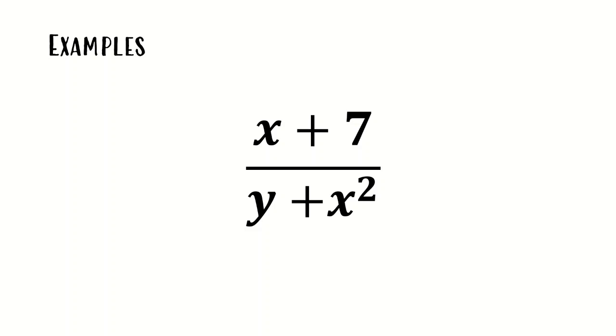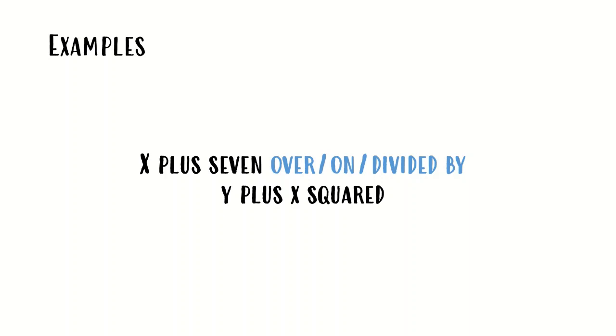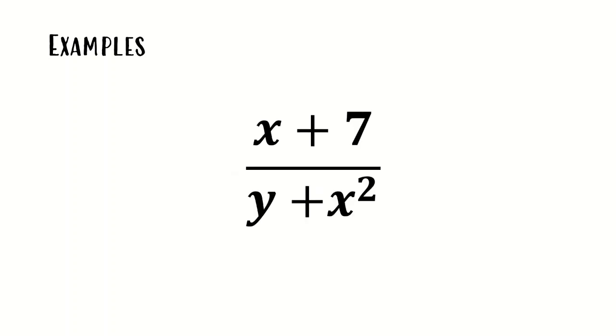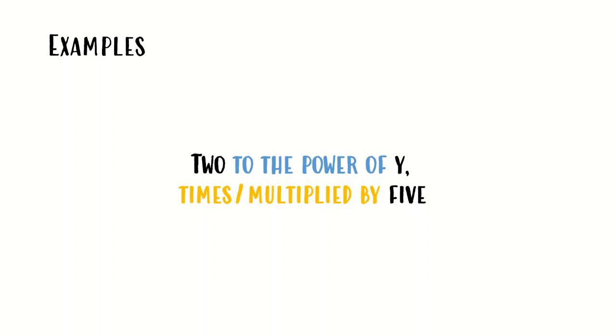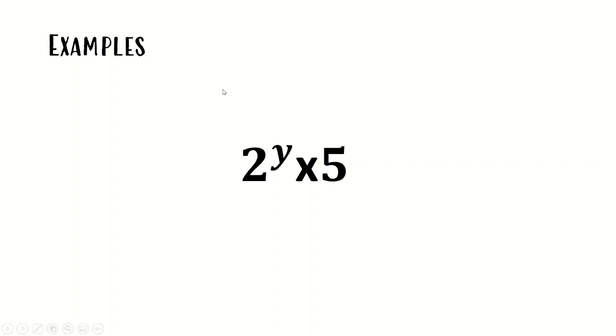So let's have a look at some examples. How would you say this equation in English? Remember to use the rules that we've just learned. So this would be x plus 7 over, on, or divided by y plus x squared. Yeah? So let's look at it again. X plus 7 over, or on, or divided by y plus x squared. Okay, this one. Have a go. Okay, let's give it a shot. 2 to the power of y times or multiplied by 5. So you can see 2 to the power of y times or multiplied by 5. Easy.